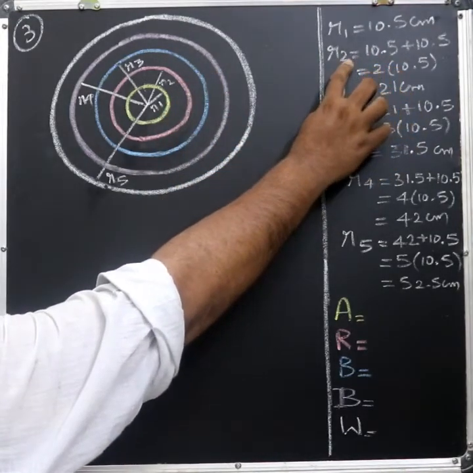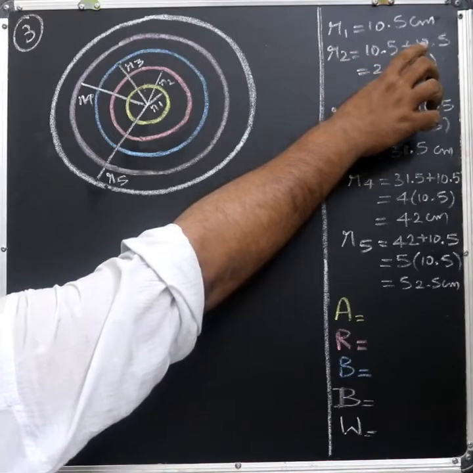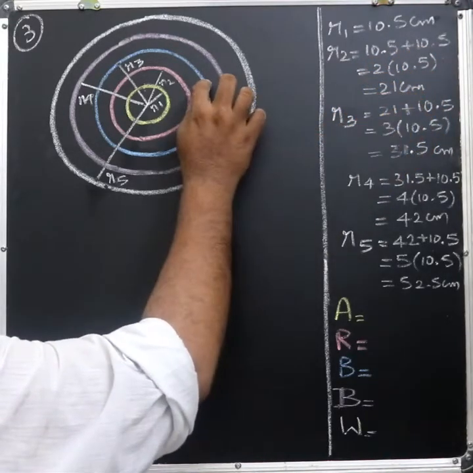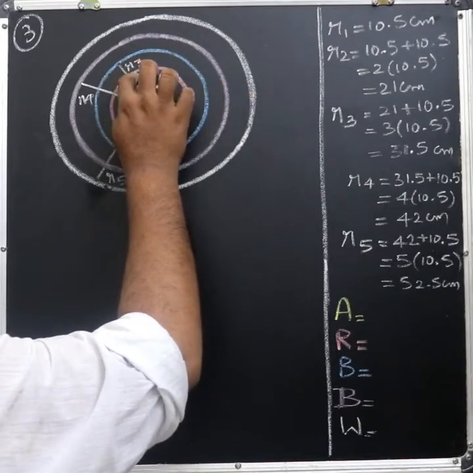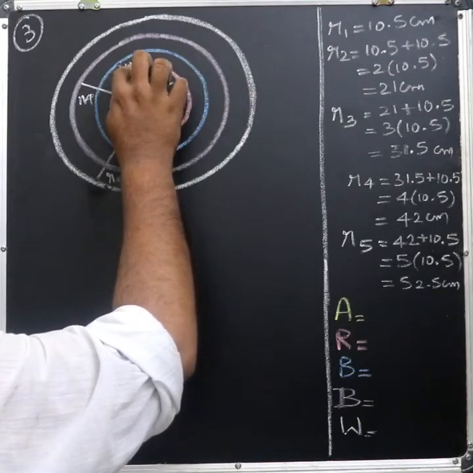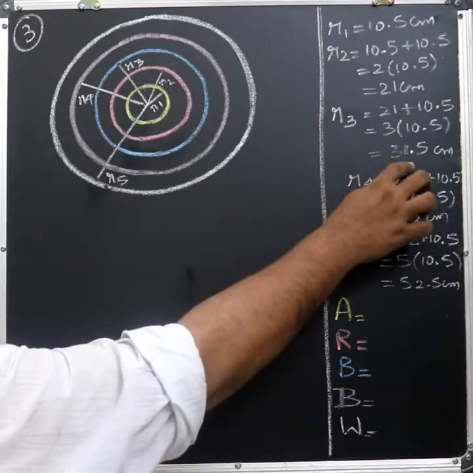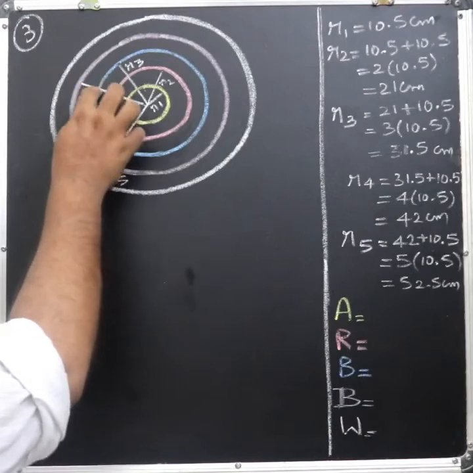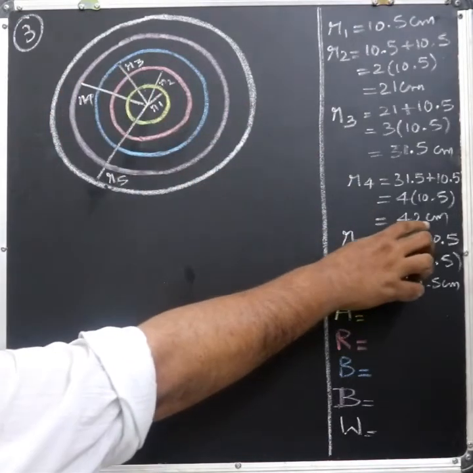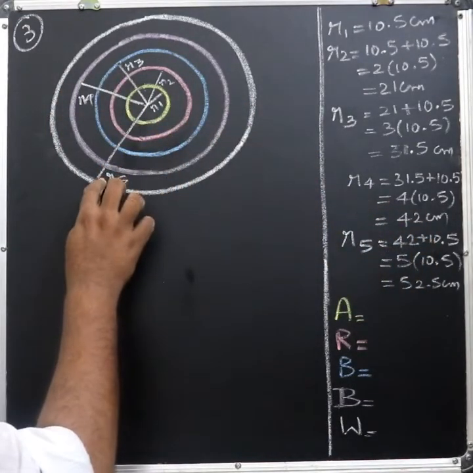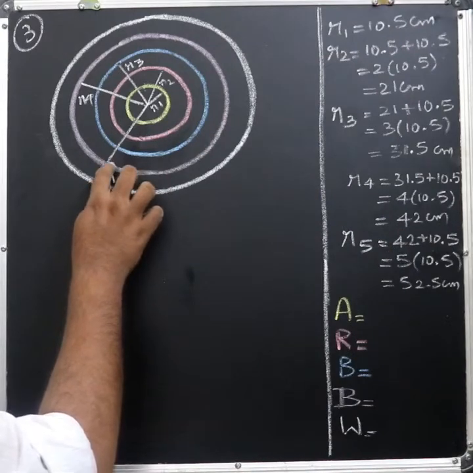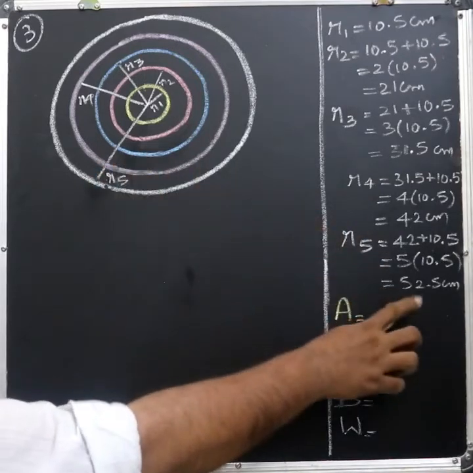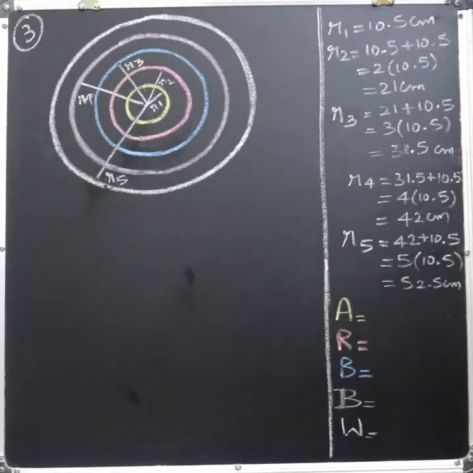So radius of the second one is going to be extra 10.5, that is 21 centimeter, and the third radius is going to have extra 10.5 centimeter width from the second one, that is 31.5 centimeter. Fourth radius is going to be extra 10.5, so it is 42 centimeter, and fifth radius is going to have extra 10.5 centimeter width from the fourth radius, so it is 52.5 centimeter.